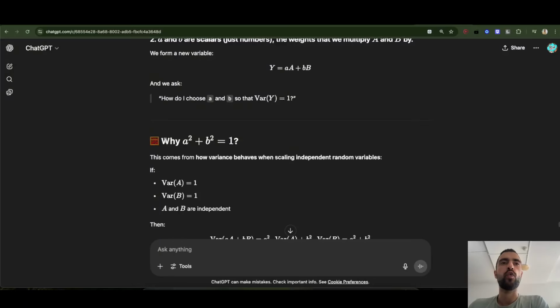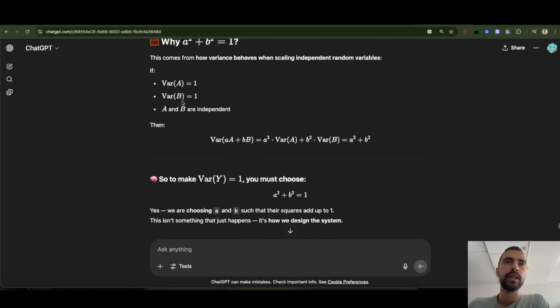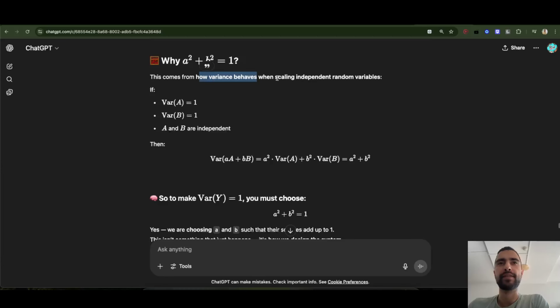Let's try to see why we need to have A squared plus B squared equal to 1. This comes from how variance behaves when scaling independent random variables. So what does that mean? We know that the variance of the clean image is 1, because the clean image can be 0% clean or 100% clean, or anything in between. So 0% to 100%, that's actually 0 to 1. And same for the noise. We can have 0% noise, a clean image, or 100% noise, completely noised. So the variance is 1.